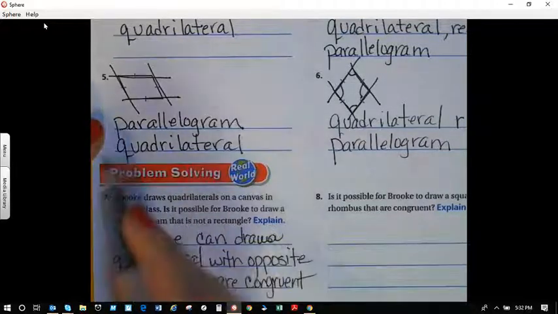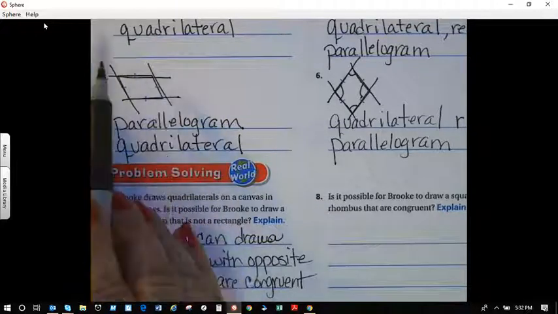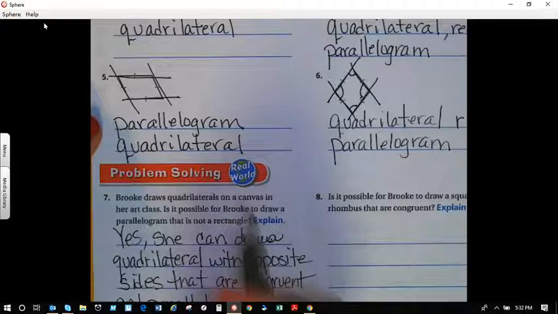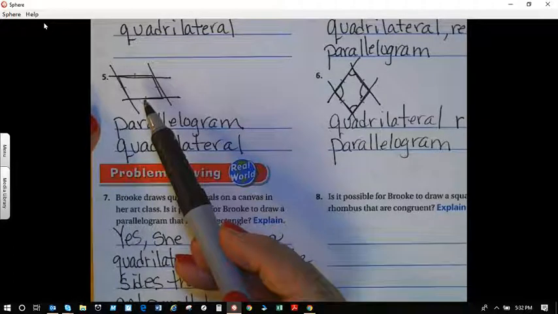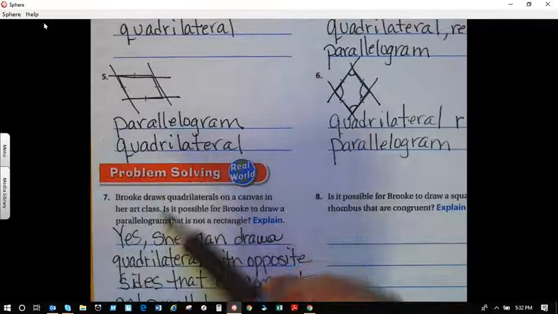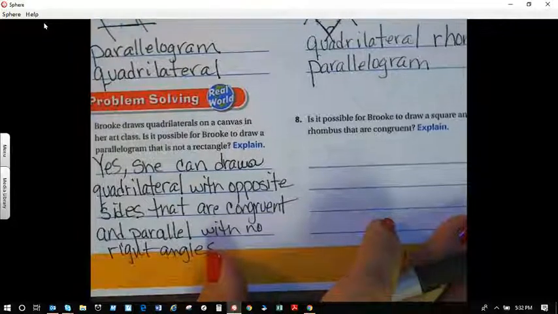And so looking at this parallelogram, we have two sets of parallel lines with no right angles. Do you see any right angles in this parallelogram? No. You see obtuse and acute angles. And so if you couldn't see that, sorry about that. Let me bring it there.